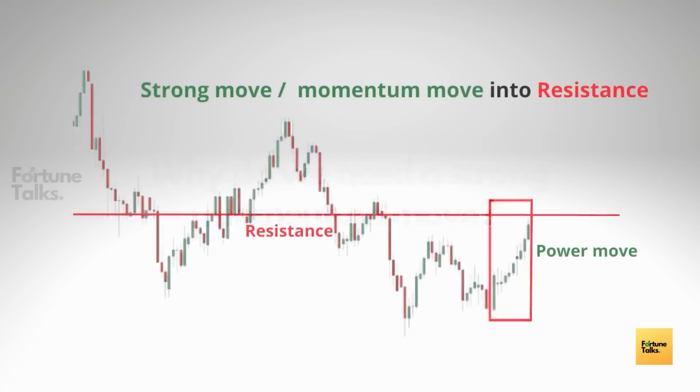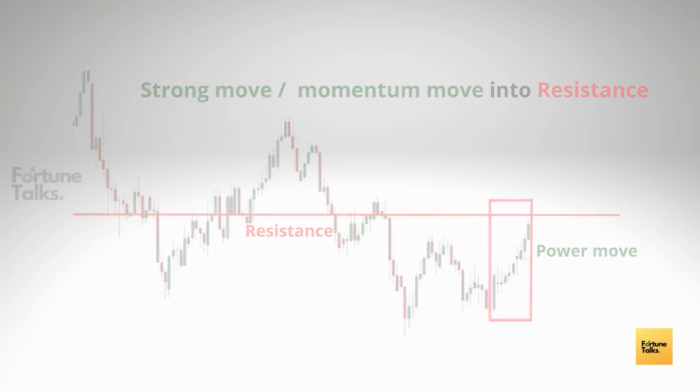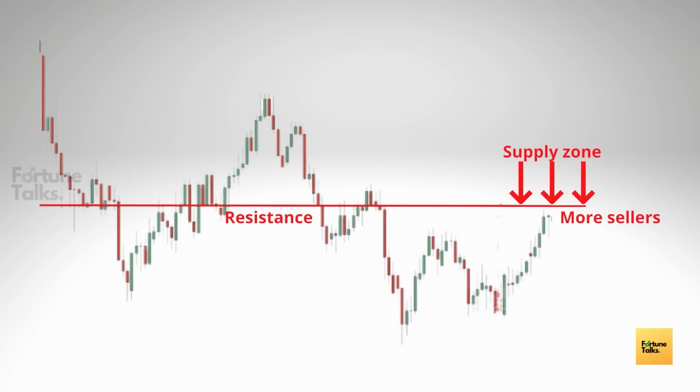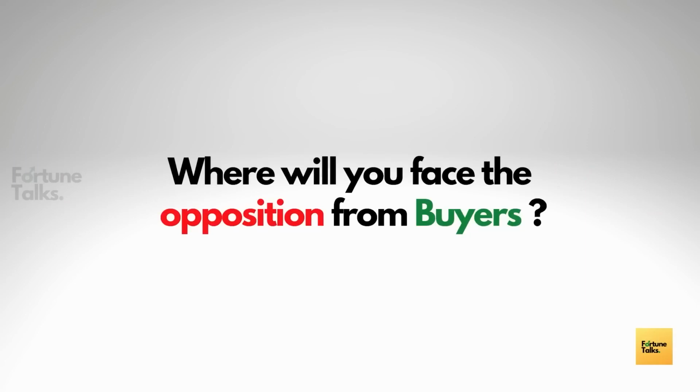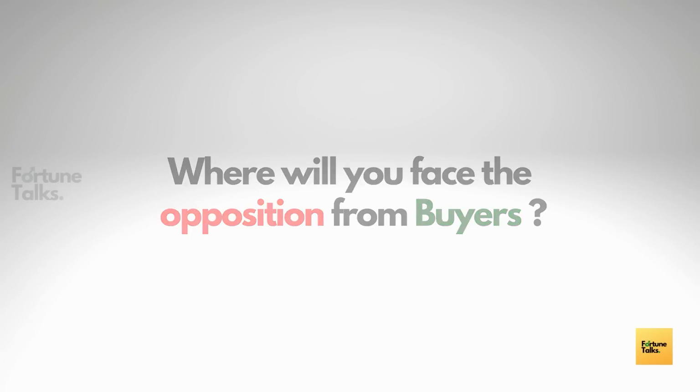Now let's say when you look at a resistance and you have a strong move coming to the resistance level. At this point, ask yourself what exactly a resistance is. In the previous video, we said that resistance is a price level which stops the price from moving up, or simply a level where the supply is high. Now also think about where exactly you will face an opposing pressure, or simply where you think the buyers will come in so that they could buy at good prices.